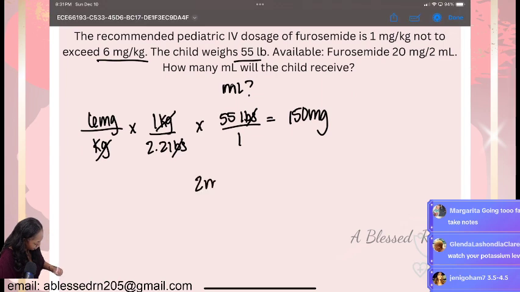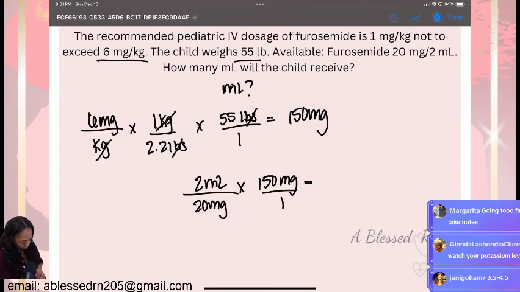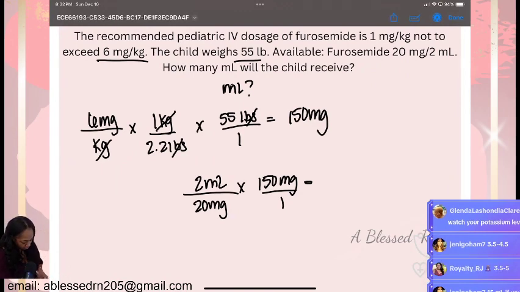All right, so if it's available in 20 milligrams per 2 mLs, we're looking for milliliters: 150 mgs over 1, times 2 over 20. 150 times 2 divided by 20, it's going to be 15 mLs. So, yep, 3.5 to 5.